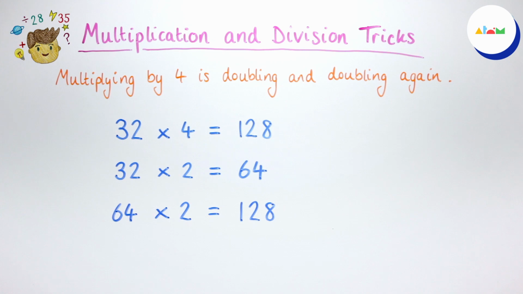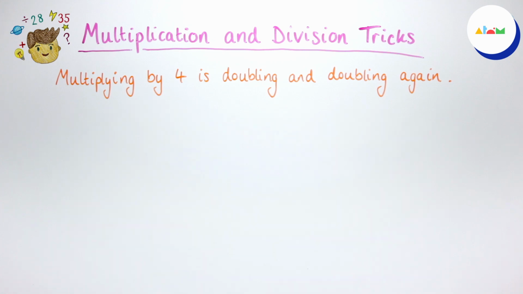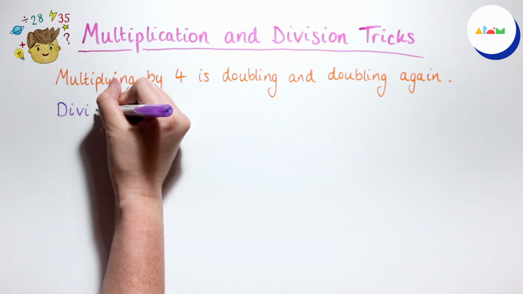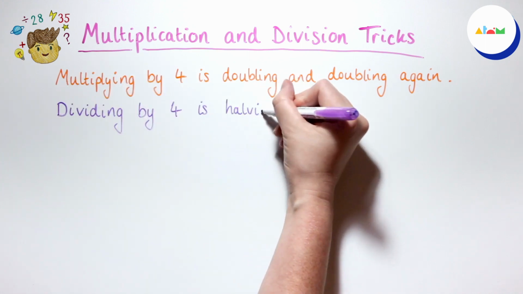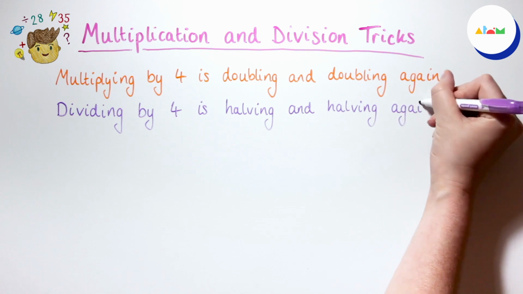We can work out the equivalent division trick using the fact that division is the opposite of multiplication. To divide by 4, half and then half again.